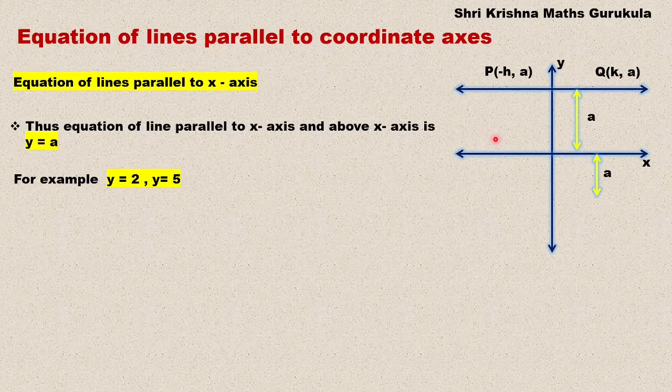It can be at a distance of 5 units from the x-axis, then y is equal to 5. The equation of the line goes like this. Suppose there is a line which is parallel to the x-axis but below the x-axis and at the same distance of a units. It is below the x-axis. So you consider any point on this line.